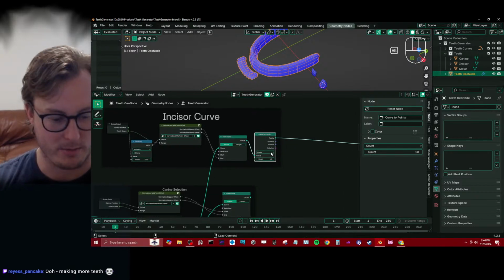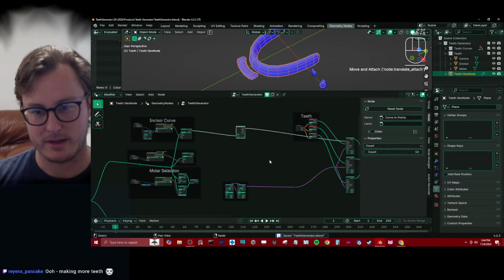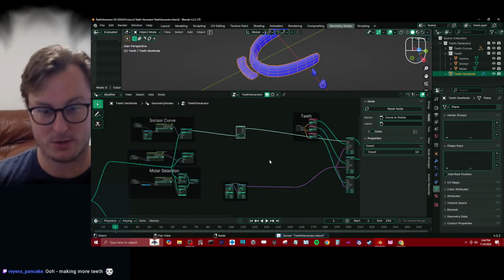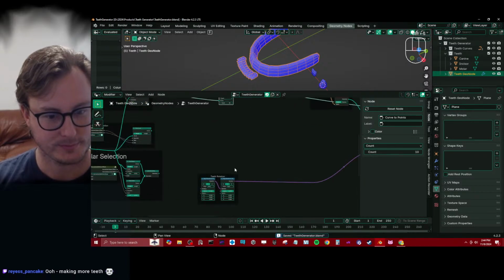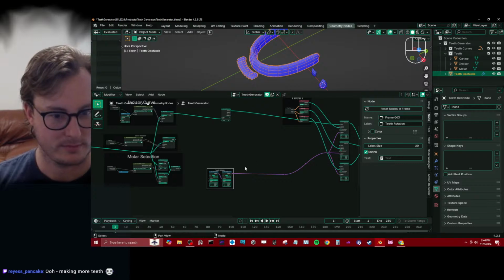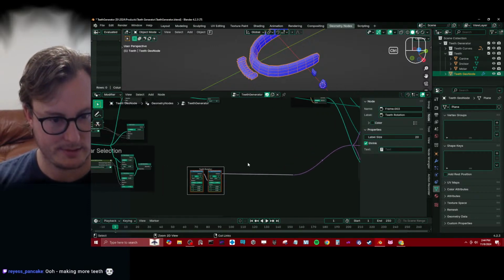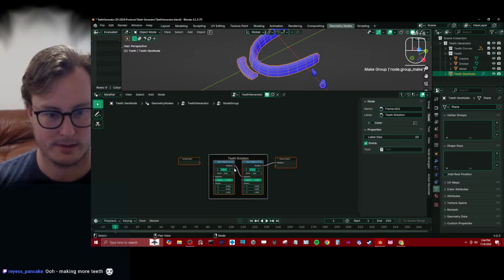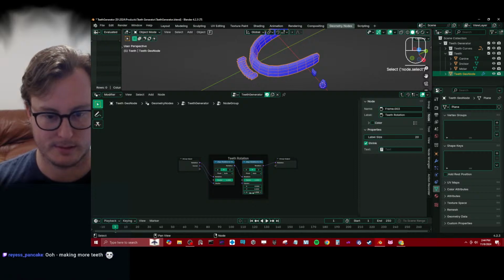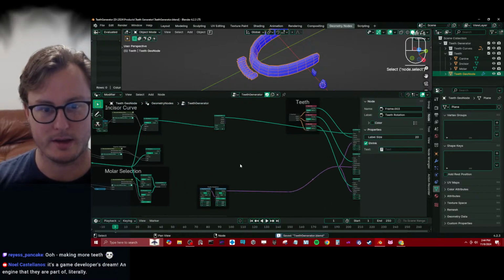Making more teeth. We are. We're having a little fun with it, just for a little bit longer, and then once I get the positioning sorted out, we'll be back to other stuff. Remember how to align that.